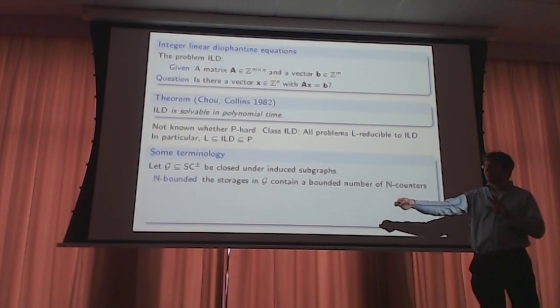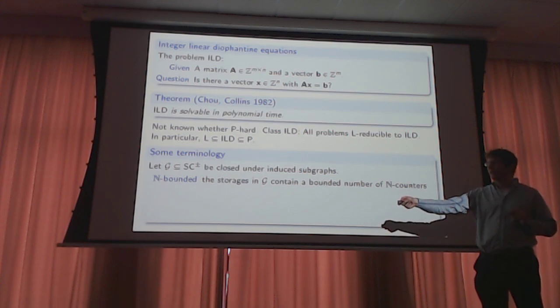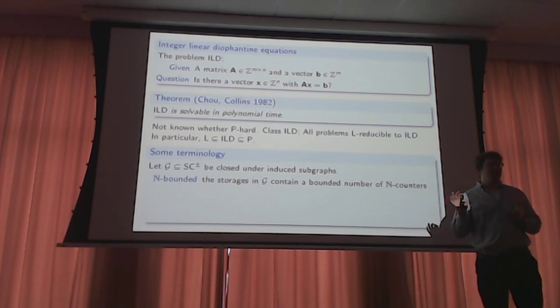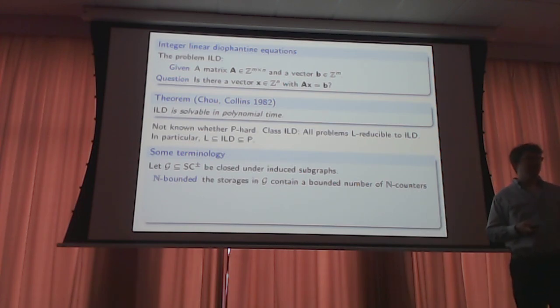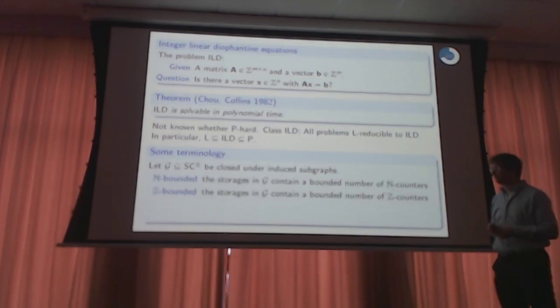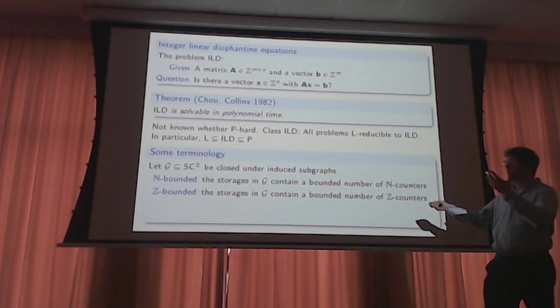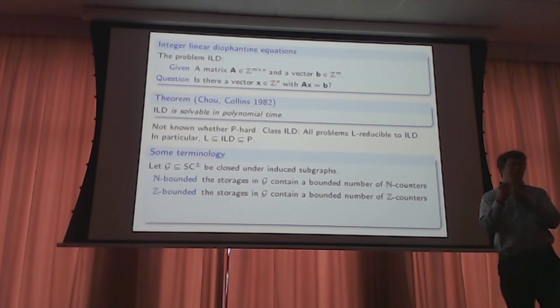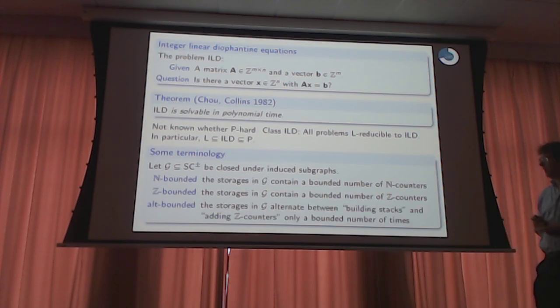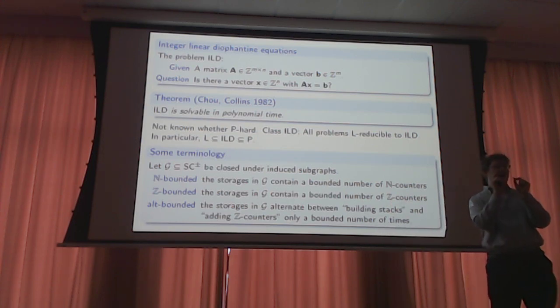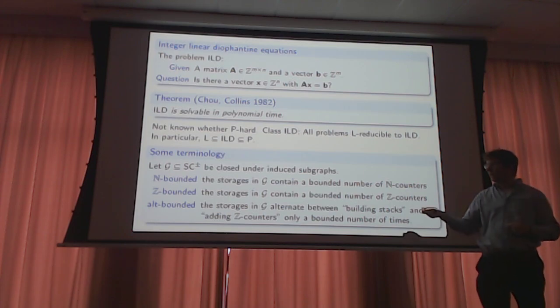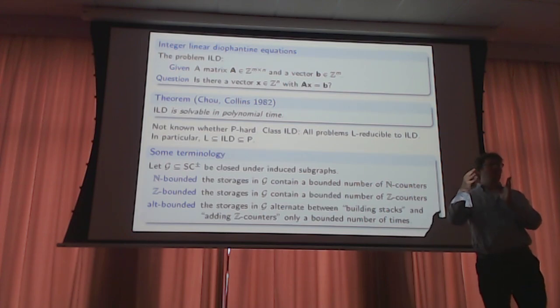So you can already know from what I said before: if we're not N-bounded, then the problem is VAS-hard, right? Because if we're not N-bounded, then we're N-unbounded, and then we can reduce bidirected VAS reachability to it. Z-bounded means the number of Z counters that can occur, meaning the number of nodes with a self-loop. And then there's also alternation-bounded. I mentioned to you that all the mechanisms in SC+ are obtained by alternating, building stacks and adding counters. So alternation-bounded means we do only that a bounded number of times.